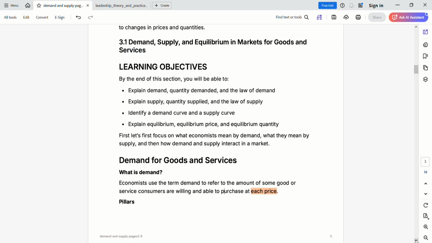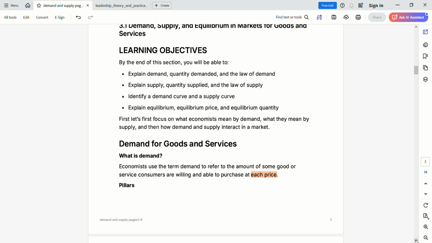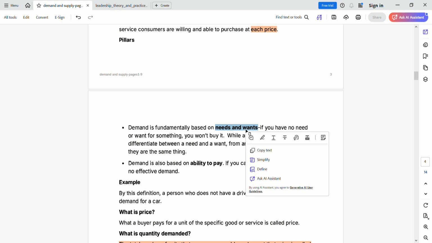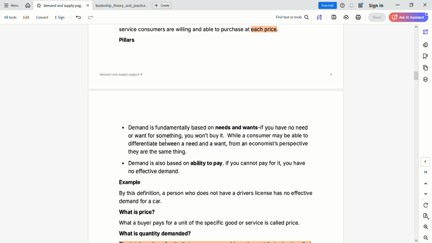So we can move on based on this definition. There are two main pillars. Number one, demand is fundamentally based on needs and wants. Willingness comes from the needs and wants of the consumer. If you have no need or want for something, you don't buy it. While a consumer may be able to differentiate between a need and a want, from an economic perspective, they are the same thing.